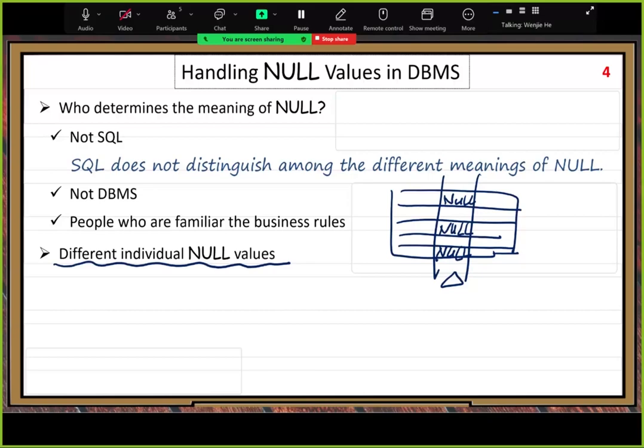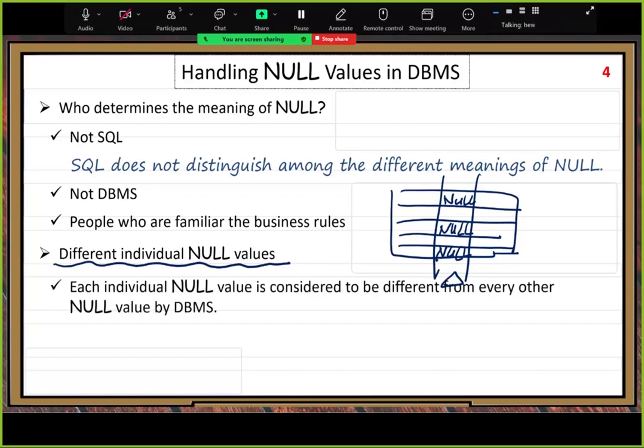Let me give you the rule the DBMS takes when it does comparison. Each individual null value is considered to be different from every other null value by the DBMS. Let me explain why it takes this rule. Two individual null values are treated as two different values, not the same. On the face of it they look the same, both spelled NULL, but the DBMS treats those two values as two different values. Can you understand why?